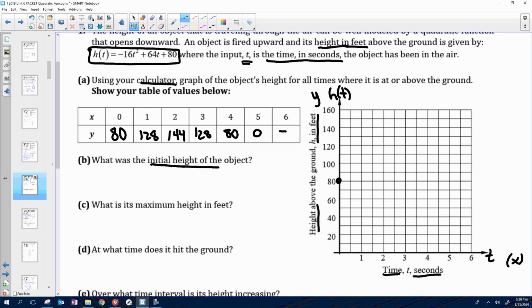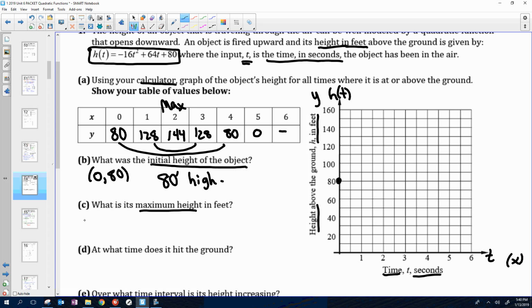What was the initial height of the object? So let's see, 0, 80. That means 80 feet was the initial height. What's the maximum height? If you look at the pattern in the table, or at the word maximum that was on my graphing calculator a few seconds ago, at 2, it was 144. So the height was 144 feet. That's feet, by the way. That's what that little tick mark is.